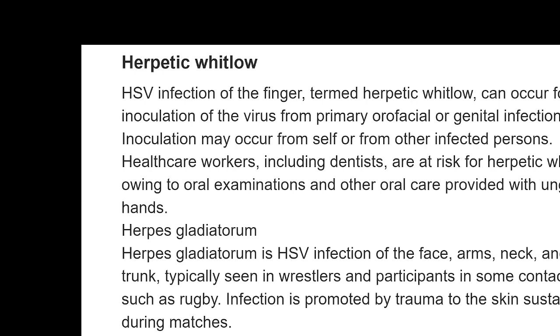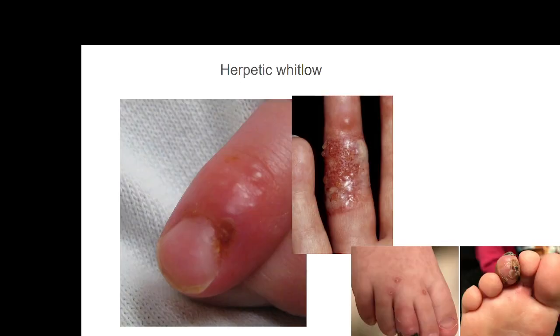Similarly, one more is herpes gladiatorum, where the face, arms, neck, and upper trunk are involved, which is often seen in wrestlers or participants in contact sports such as rugby, and which can also be confused with trauma to the skin. But these are comparatively rare. Most common are the orofacial presentations, where either gingivitis or labialis are the common presentations, or tonsillitis may also be the presentation.